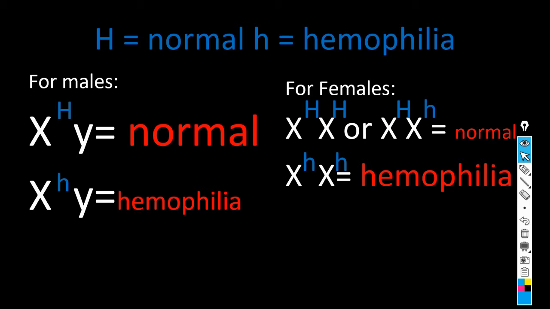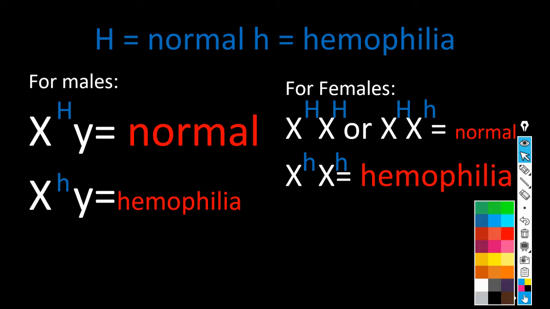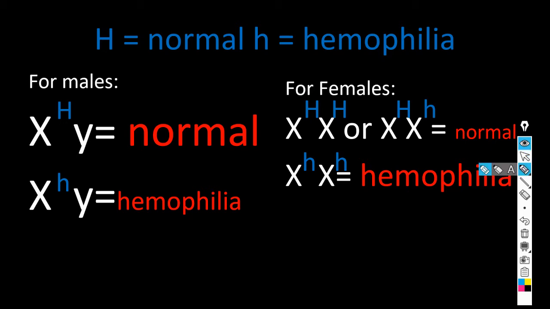We'll use the same type of letter assignment or allele assignment for hemophilia as we did for color blindness. Since hemophilia is also recessive, we will use a big H for normal, individuals that have normal clotting factors and do not have an issue with getting a cut or a scrape or a bruise. And we'll use the lowercase h to represent hemophilia. So same thing applies. This should look similar to what we just learned about a second ago.